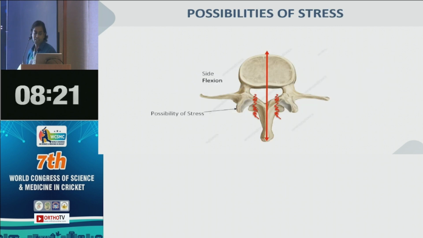Now possibilities of stress are quite high in this segment, considering there's also an element of rotation involved. That means more and more predisposition starts to happen in these two segments, where more repetitive movements can cause more predisposition for that area to go into fatigue.